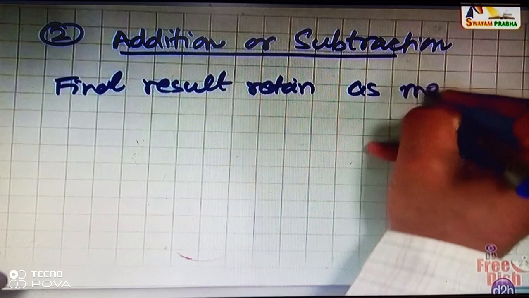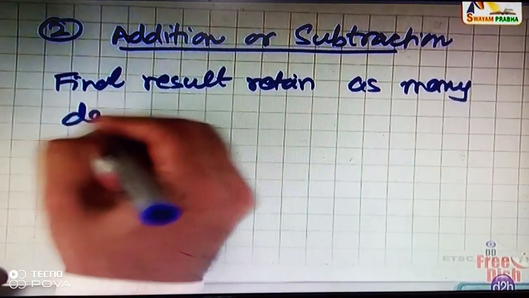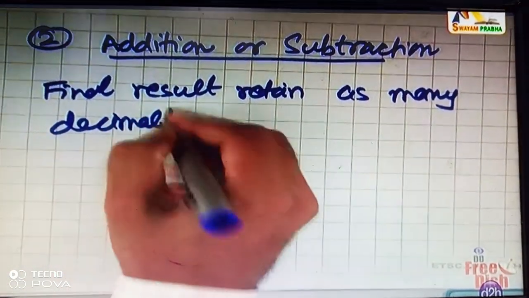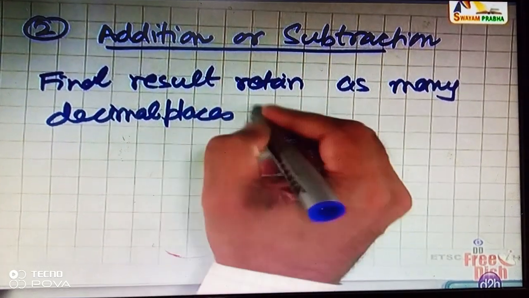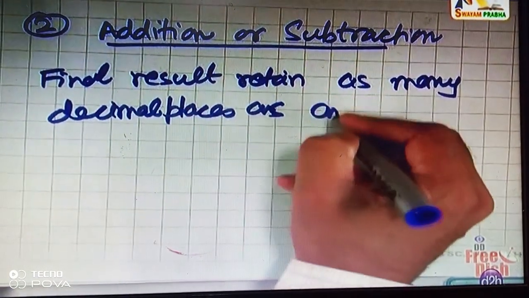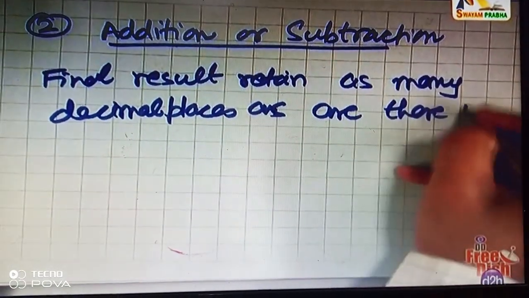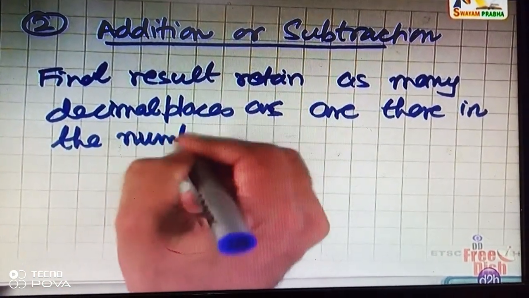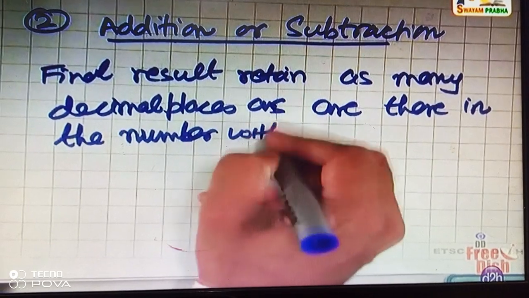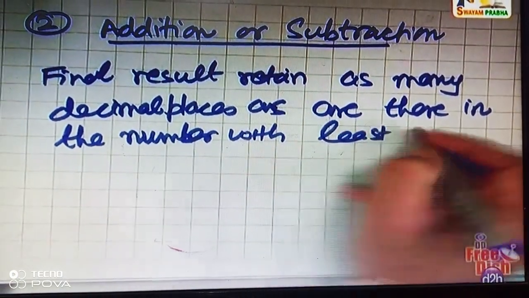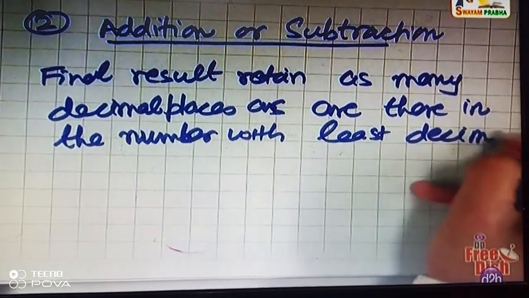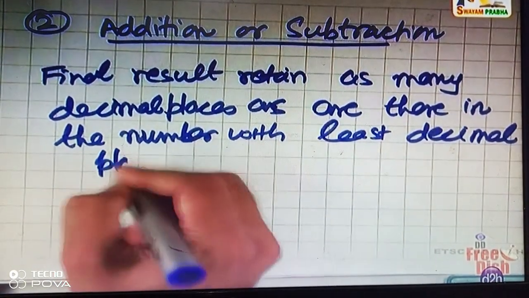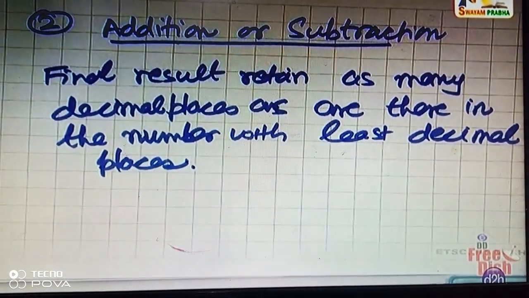as many decimal places as are there in the number with least decimal places. And it becomes clear with an example.